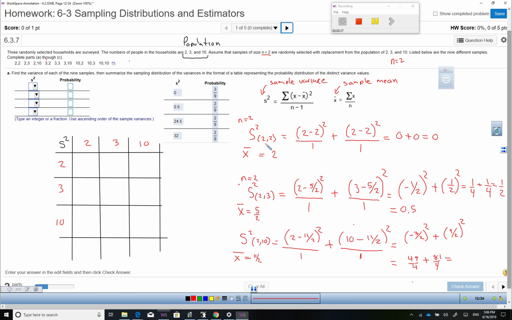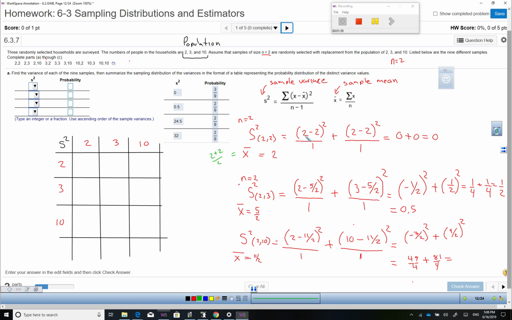For instance, if you want to find the sample variance of this group, 2, 2, what you need to do is, first of all, get the sample mean. The sample mean is obtained by adding these two numbers, 2 plus 2, and dividing the result by the number of elements, which in this case is two. So you do 2 plus 2, which is 4, divided by 2. Remember, this is 2 plus 2 divided by 2, right? So that's how we obtain the sample mean.